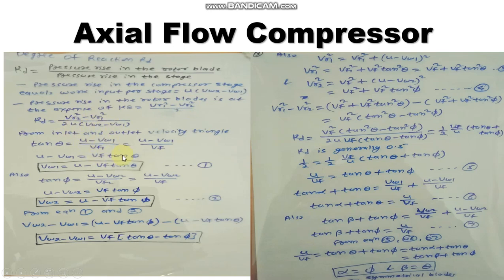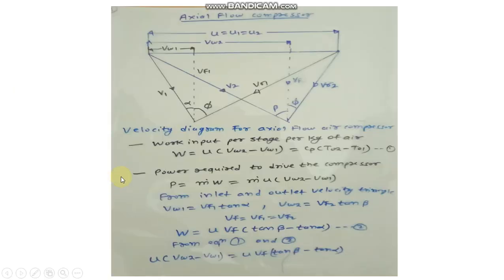Now from the velocity triangles at inlet and outlet, see the tan theta and tan phi values. If you see the inlet velocity triangle, this is theta. Tan theta is from this triangle. This is the total U.